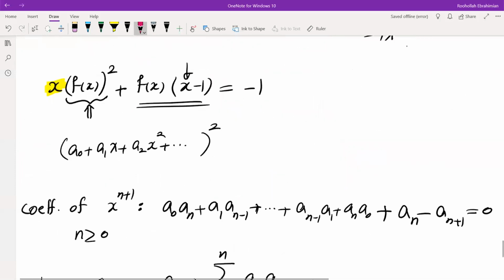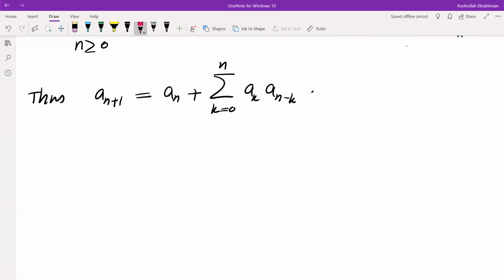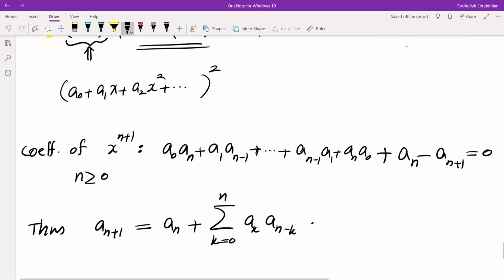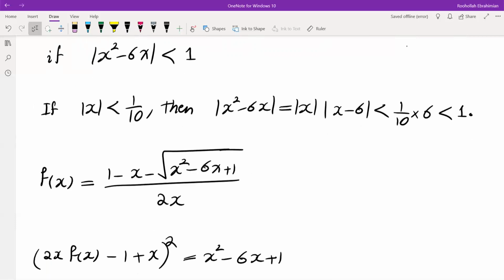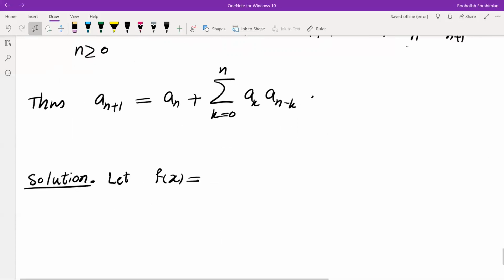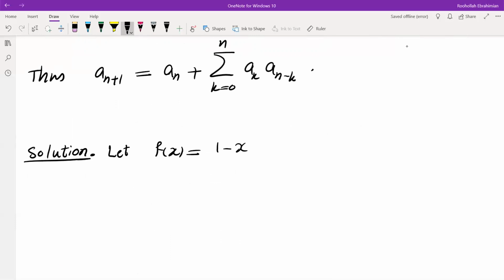So I'm going to start my solution with writing down the power series that I got. So let f of x be, I obtained that here, 1 minus x minus root x squared minus 6x plus 1, all over 2x. So let f of x be 1 minus x minus root x squared minus 6x plus 1, all of that divided by 2x.